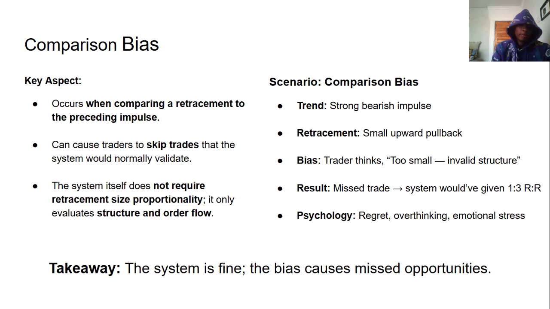Key aspects of comparison bias: it occurs when comparing a retracement to the preceding impulse, and this can cause traders to skip trades that the system would normally validate. And we also need to realize that the system itself does not require retracement size proportionality. It only evaluates structure and order flow. This is very important. What that line says essentially is that the system does not care if the size of the impulse or retracement is the same. It only evaluates structure. So if we have a higher high and a higher low and a higher high, that is a structure point.